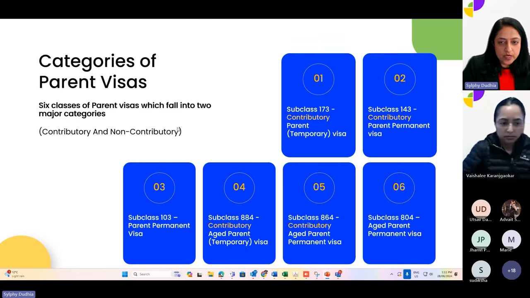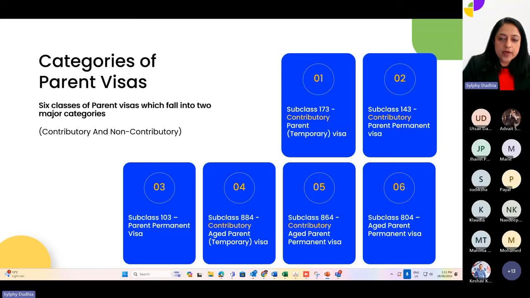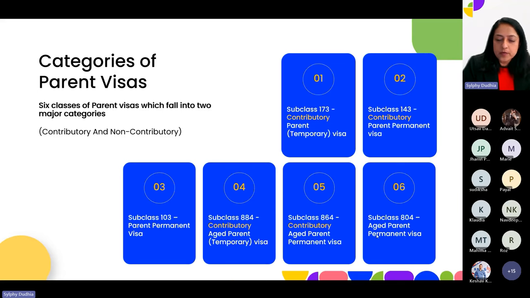categories: contributory and non-contributory. Now, there are 6 subclasses. One by one, I'll explain you. So first visa subclass is subclass 173, which is contributory parent visa temporary. Subclass 143, which is contributory parent visa permanent. Third subclass is 103, which is parent visa permanent. 884, it is a contributory aged parent visa temporary. And 864, which is a contributory aged parent visa permanent. The other subclass is 804, which is aged parent permanent visa.